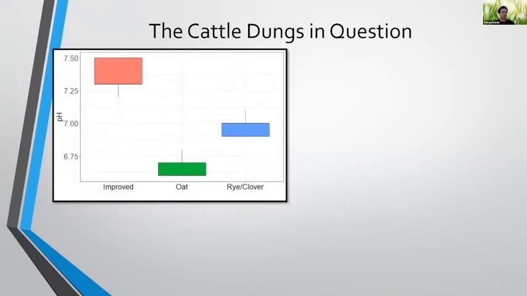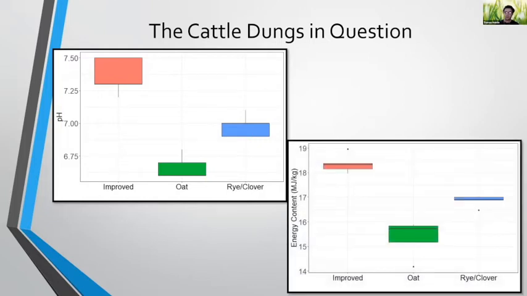And again, the pH of the dungs, we've got the improved, which is slightly alkaline, the rye clover, which is nearly smack bang neutral, and the oat, which is slightly acidic. And then finally, for the energy content, the improved is sitting just above 18 megajoules per kilogram of cow dung, whereas rye clover is sitting around 17 and oat is below 16 megajoules.